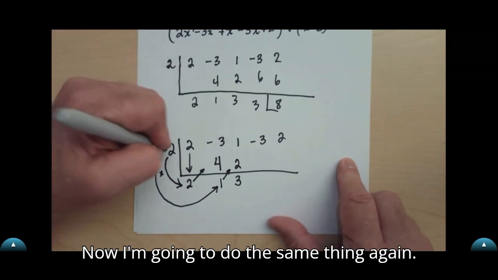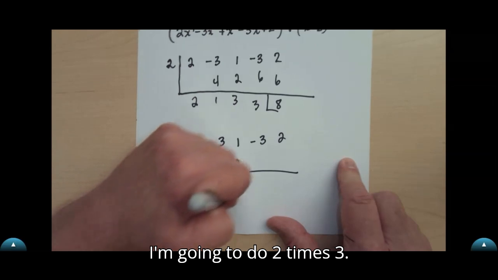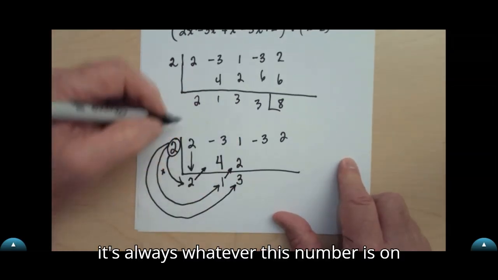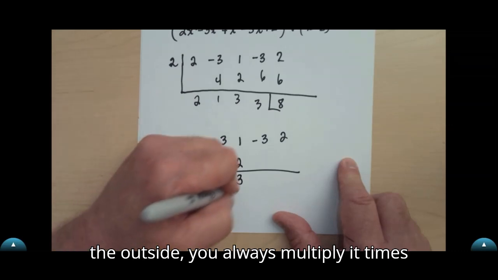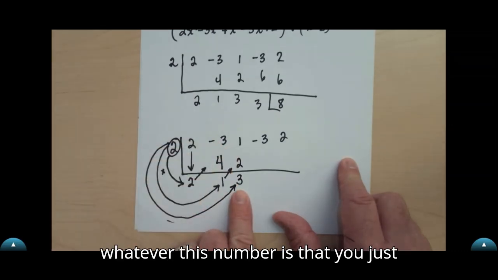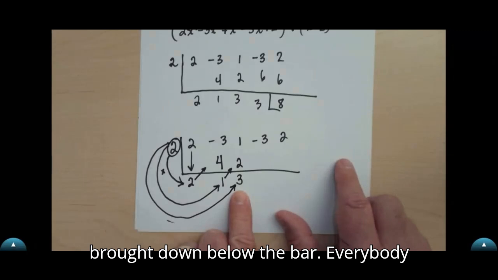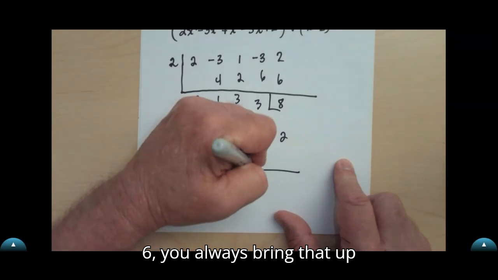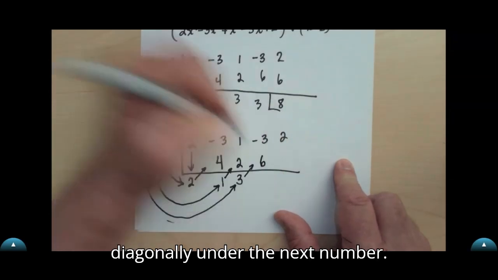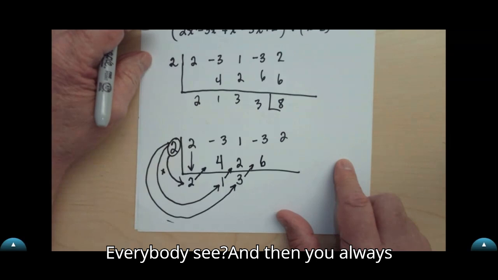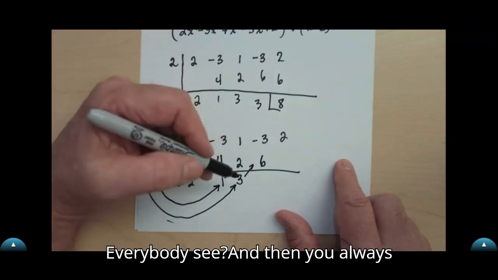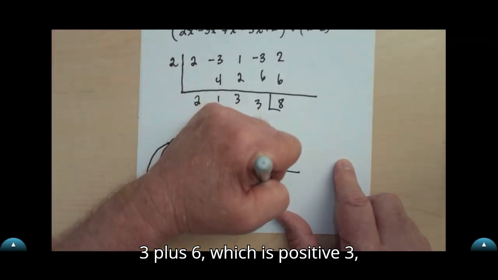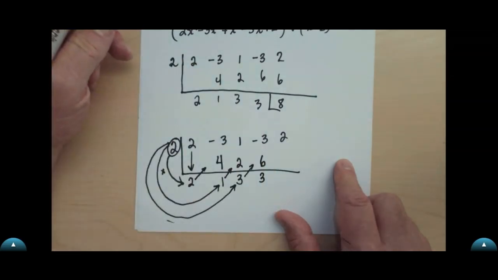Now I'm going to do the same thing again. I'm going to do 2 times 3. It's always, whatever this number is on the outside, you always multiply it times whatever this number is that you just brought down below the bar. Everybody with me? So 2 times 3 is 6. You always bring that up diagonally under the next number. Everybody see? And then you always do signed addition. Now I've got negative 3 plus 6, which is positive 3. That goes below the bar.